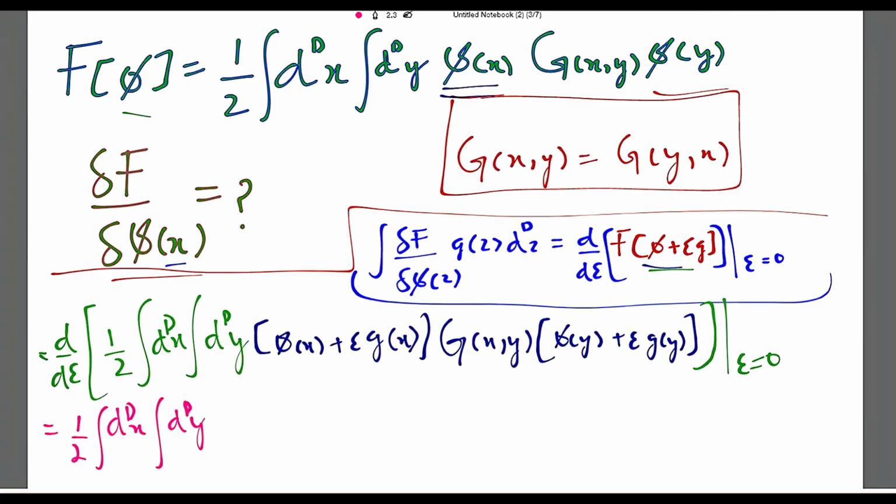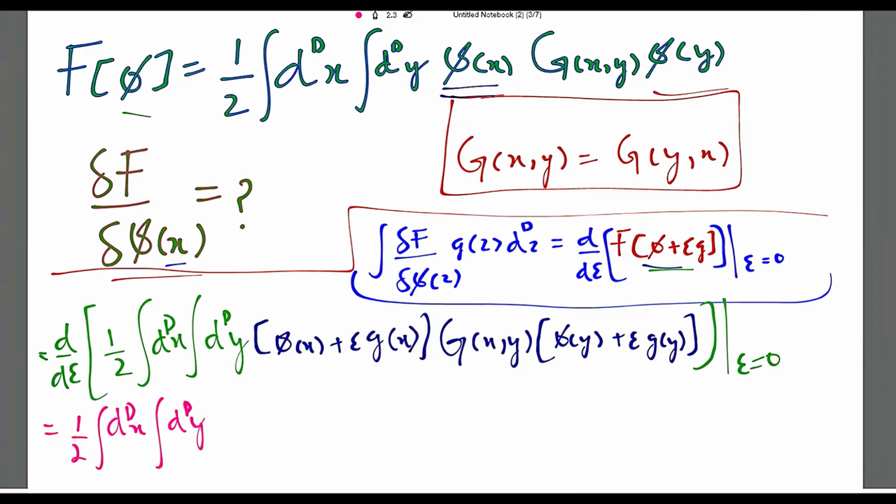It would have been a case of concern if it had been d by dx, for example. We cannot shuffle d by dx with the integration in x, that's not allowed. However, if the variables are different and independent, then we can do that.